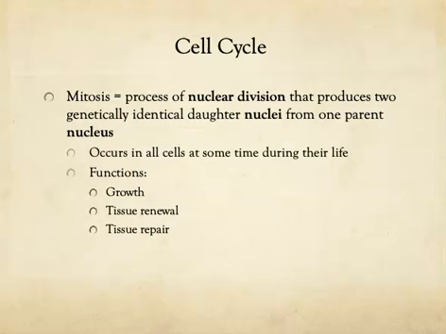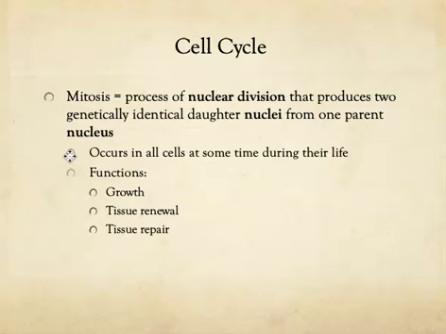It's interesting to note that mitosis occurs in all cells at some time during their life. So, of course, we're only talking about eukaryotic cells here, because only eukaryotic cells have a nucleus. But even in a human being, all of the cells in the human body go through mitosis at some point during their lifetime. So even cells that will move on and start to use meiosis perform mitosis at least at one point in their lifetime.